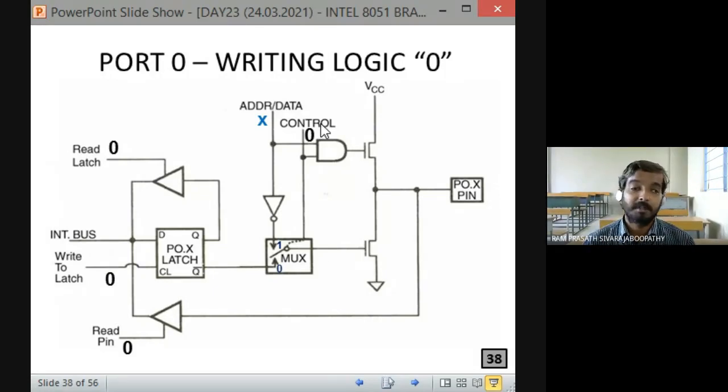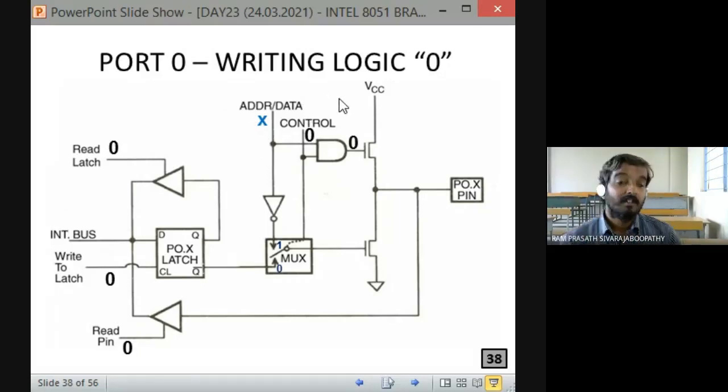Because the multiplexer input is connected to the complemented output of the port latch, which is connected to the transistor if the control signal is 0. Correct? So the pin Q bar is connected to the field effect transistor. Fine. Now the address or data content we are not going to bother.